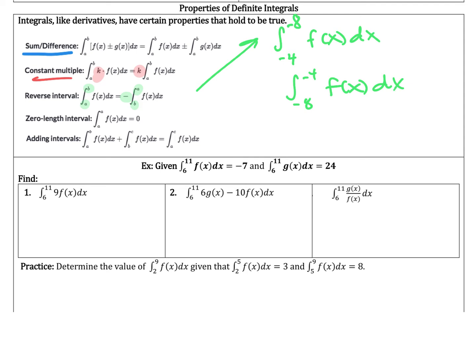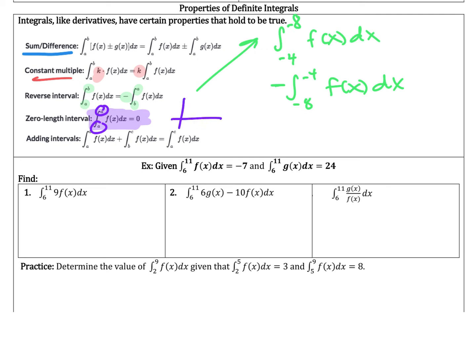f of x dx. If we wanted to change this, all we have to do is put a minus in front of the integral, and then we're allowed to flip the bounds like that. Again, this is something that might come in handy only under certain circumstances. The zero length interval property is this one right here. And this one says that if we're integrating from a number to itself, that area is going to be 0.